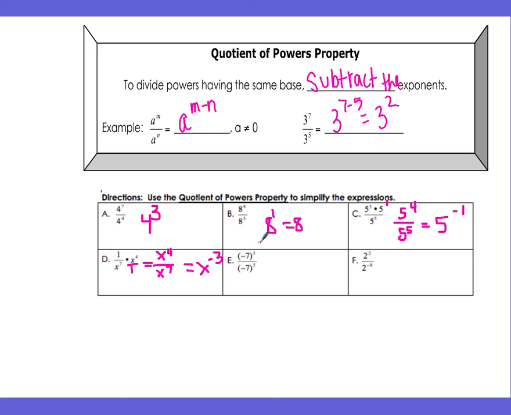So negative 7 to the 5th divided by negative 7 to the 5th, we've got 5 minus 5, which is 0. So we can write it as negative 7 to the 0 power. And then we have 2 to the 2nd over 2 to the negative 8. 2 minus negative 8 is 2 plus 8. So that's 2 to the 10th for our final answer.